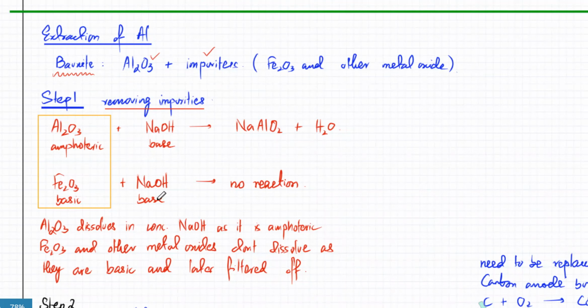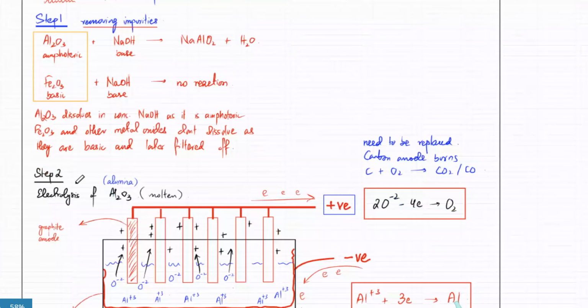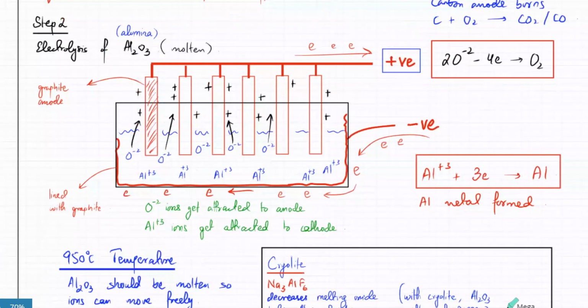So you dissolve it in NaOH. And because Al2O3 is amphoteric, it will dissolve. The other one will not dissolve, and you simply filter it out. Then you do electrolysis. Once you've gotten pure Al2O3, you melt it and the ions move freely. The negative oxide ions get attracted to the positive anode, the positive terminal of the battery. And the positive ions get attracted to the negative terminal, which is the cathode.